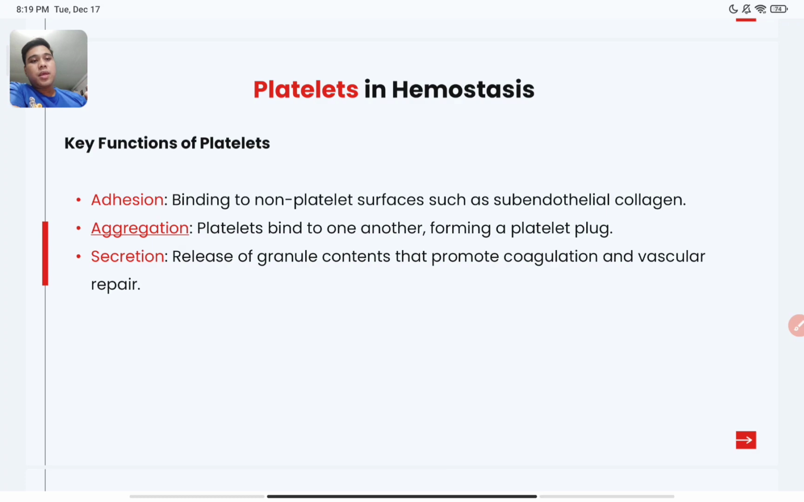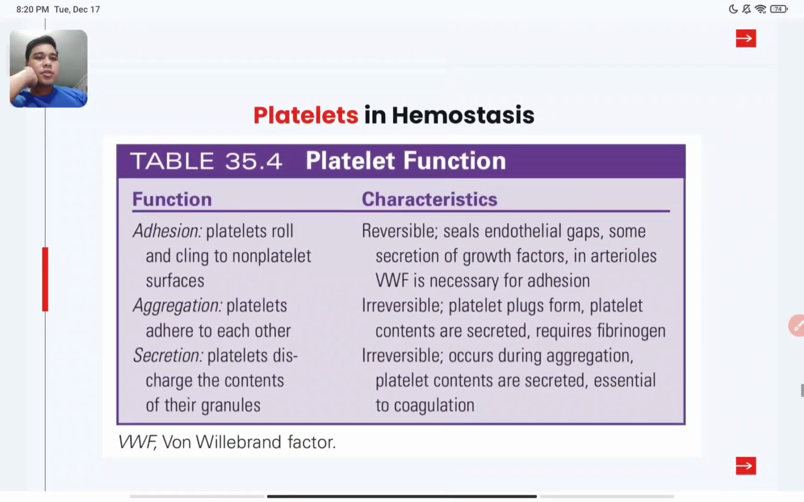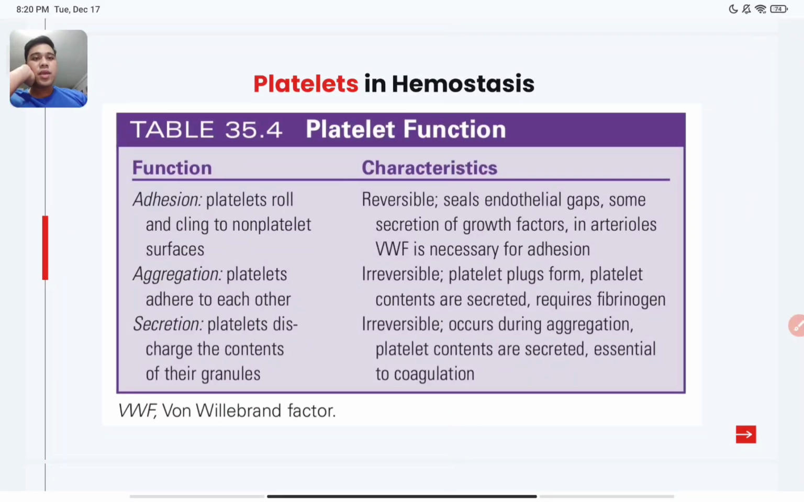So key function of your platelet is adhesion. It's the binding of non-platelet surfaces such as your subendothelial collagen, and your aggregation, which platelets bind to one another forming a platelet plug, and secretion, which is release of granule contents that promotes coagulation and vascular repair. So this is just a summary of your platelet function. We have adhesion, platelets roll or cling to non-platelet surfaces. It's reversible. For aggregation, it's irreversible, in which platelets adhere to one another. And after that is secretion. Platelets discharge the contents of their granules, may it be alpha or your dense granules.